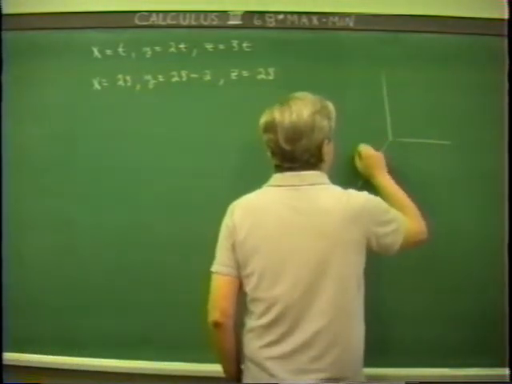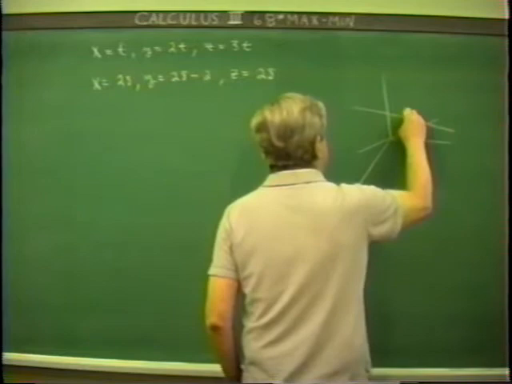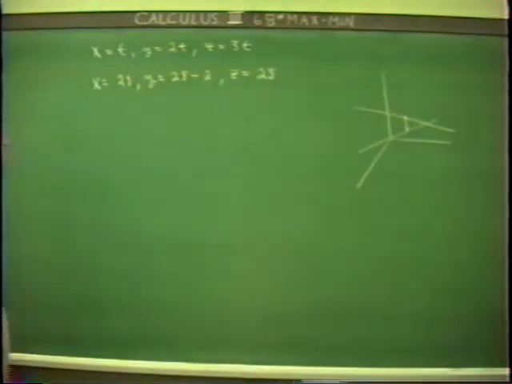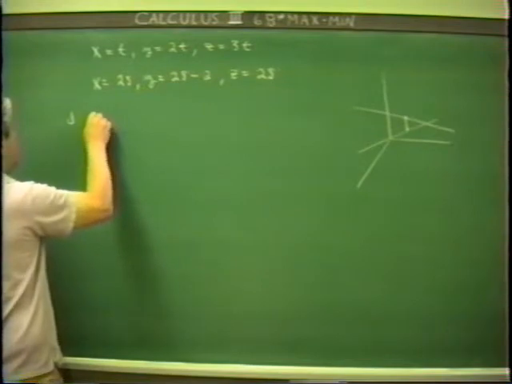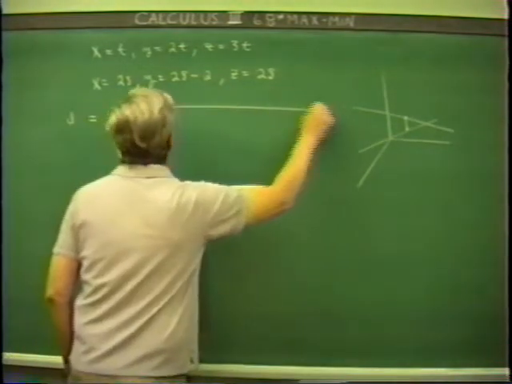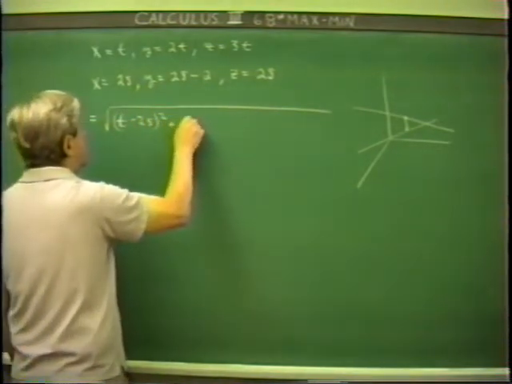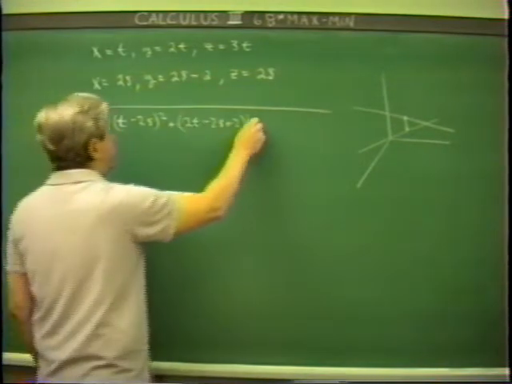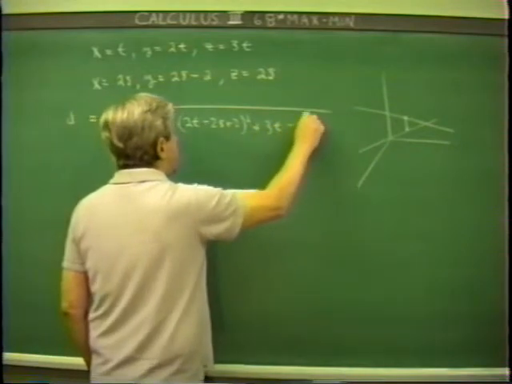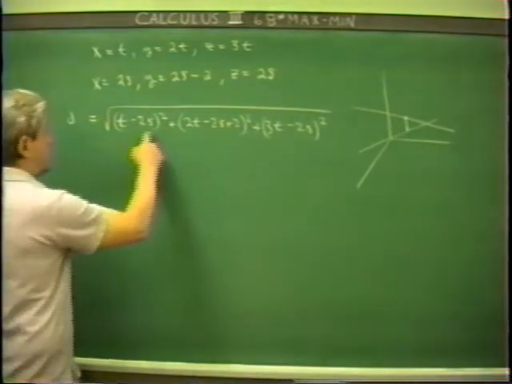Okay, so we've got these 2 lines in space, and we wish to determine where they're closest to each other and where those 2 points are. And so it's schematically something like this. For that purpose, let's take a look at the distance function. The distance between these 2 points is going to be the square root of t minus 2s squared, plus 2t minus 2s plus 2 squared, this minus this squared, plus 3t minus 2s squared.